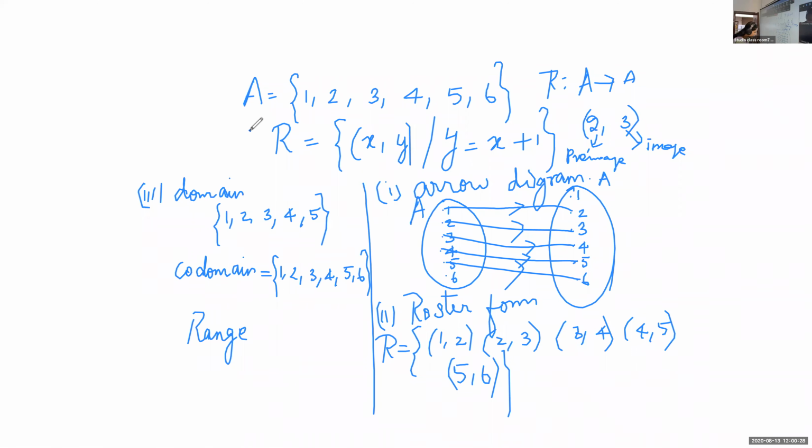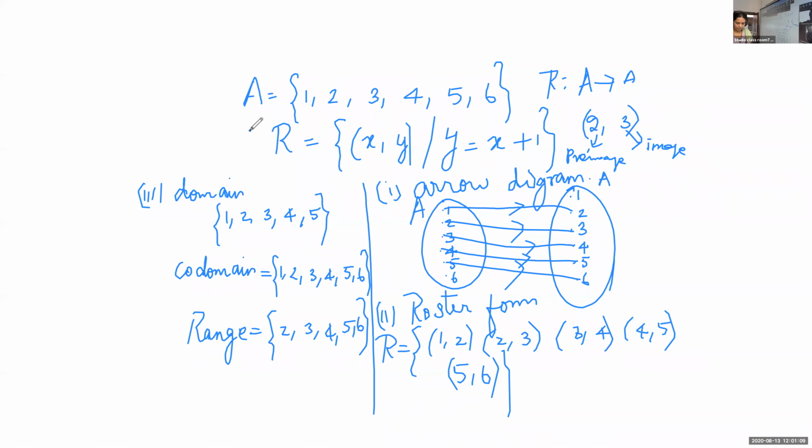What you gave, the set 2, 3, 4, 5, 6, the collection of second elements, gives the range. If you take the first elements from the relation, you will get the domain. If you take all the second elements, that will give the range. The second set as a whole will give the codomain. Is it okay?